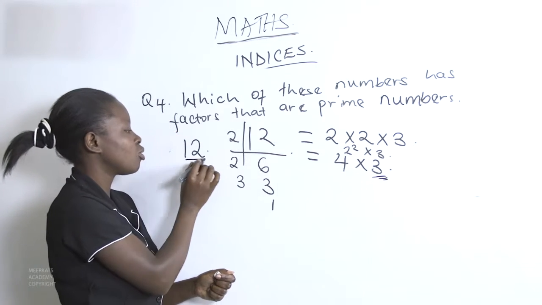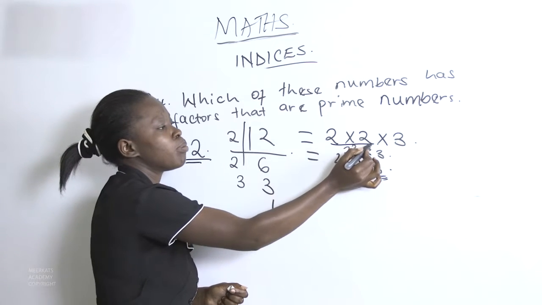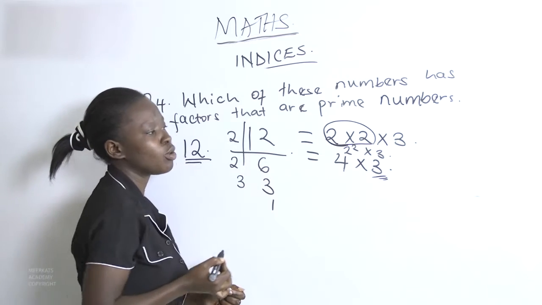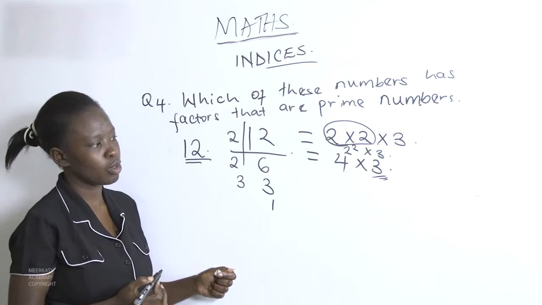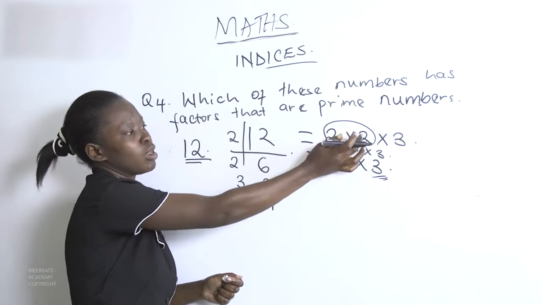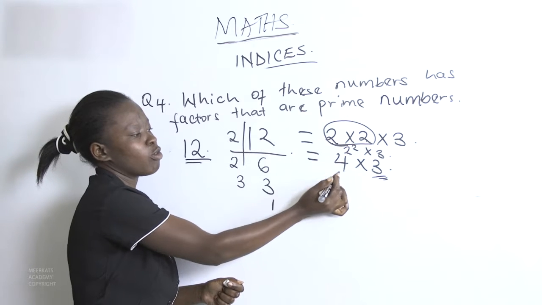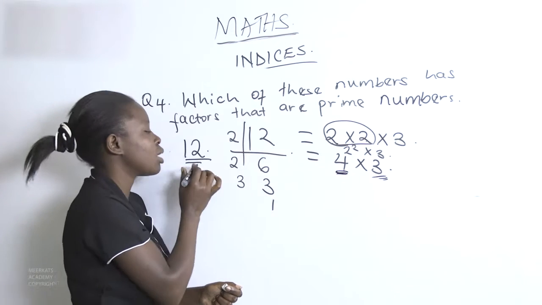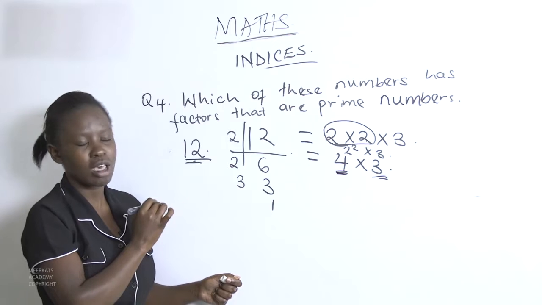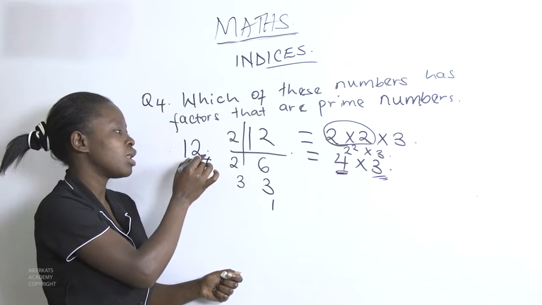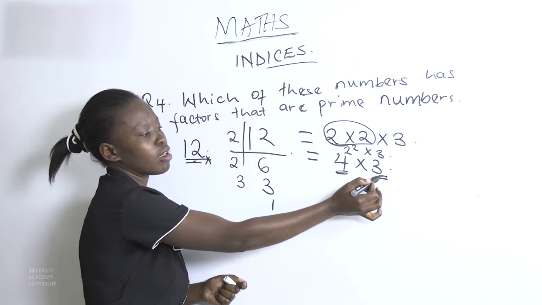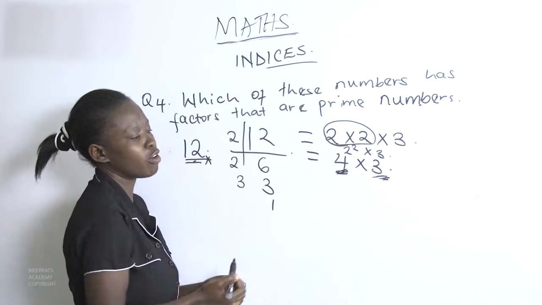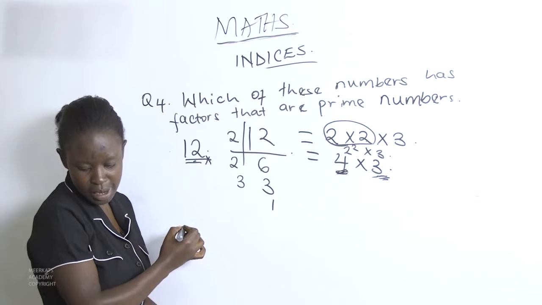Yes, 2 and 2 are prime numbers. But when I simplify 2 times 2, we are getting 4. So it means that the 4 that is making up 12 is not a prime number. So 12 is made up of factors where one of them is a prime number, but the other factor is not a prime number.